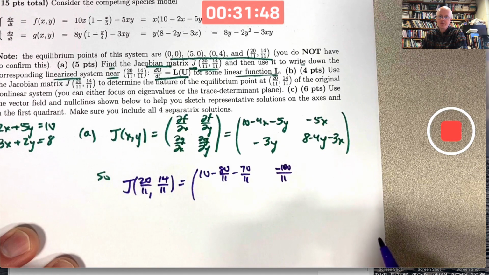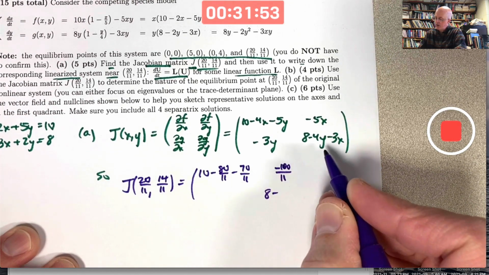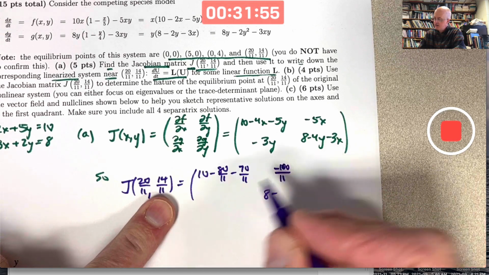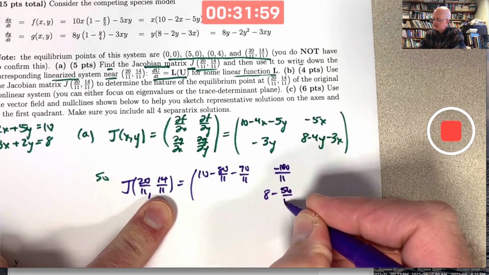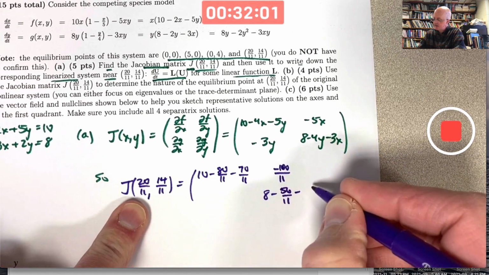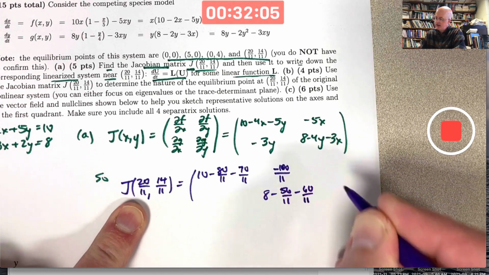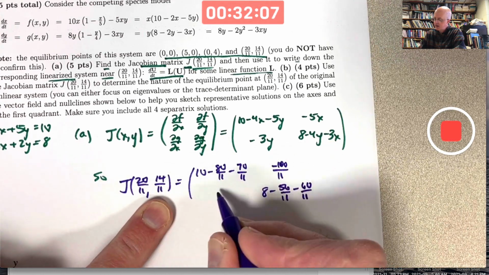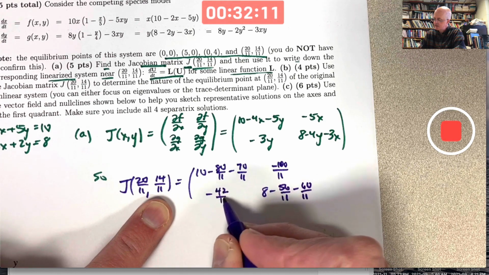Let's do the lower right one again. Next, 8 minus 4y. Careful, there's the y. 4 times 14 is 56. Minus 3x, minus this, times 3 is minus 60/11. And lower left corner is negative 3y. Negative 3 times 14 is 42/11.